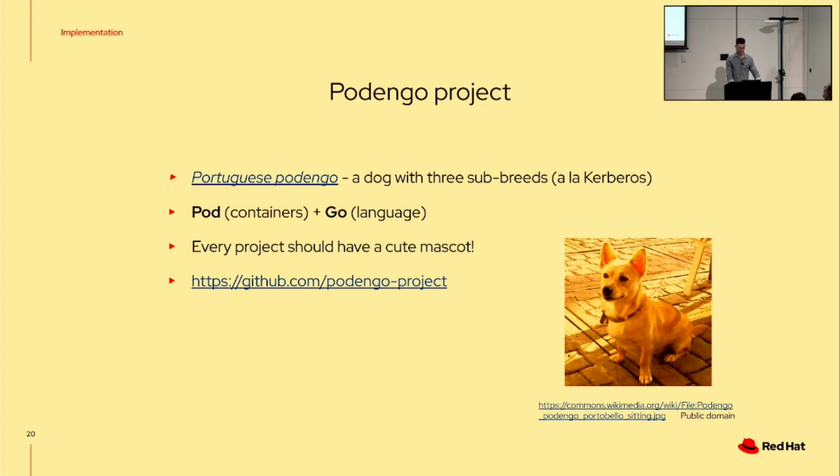So the Podengo project is where all of these components are developed and managed. The name Podengo is a dog breed with three non-interbred subbreeds, so a la Kerberos, the three-headed hound of Hades, and also pod and go. So Podengo, we got pods, we're using Golang, so this was a nice idea that someone came up with to call the project Podengo. And every project needs a cute mascot, right?